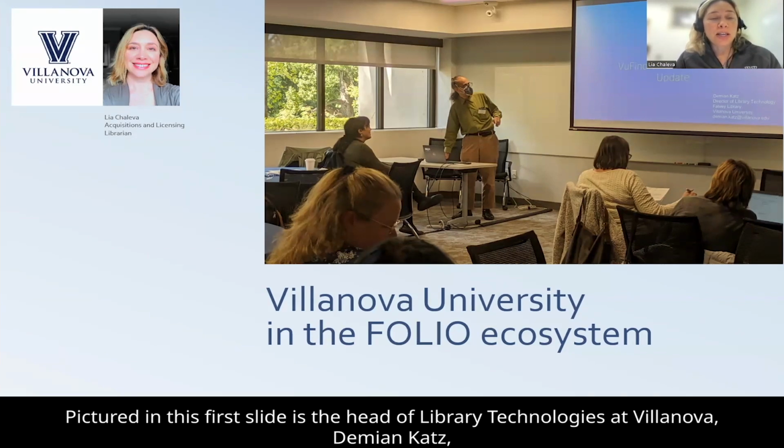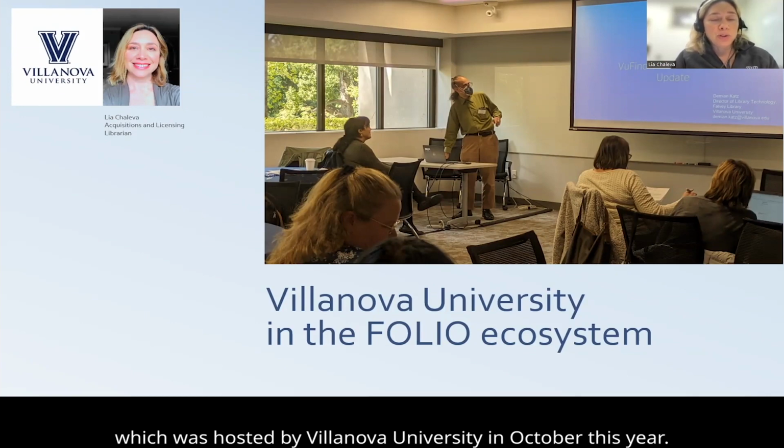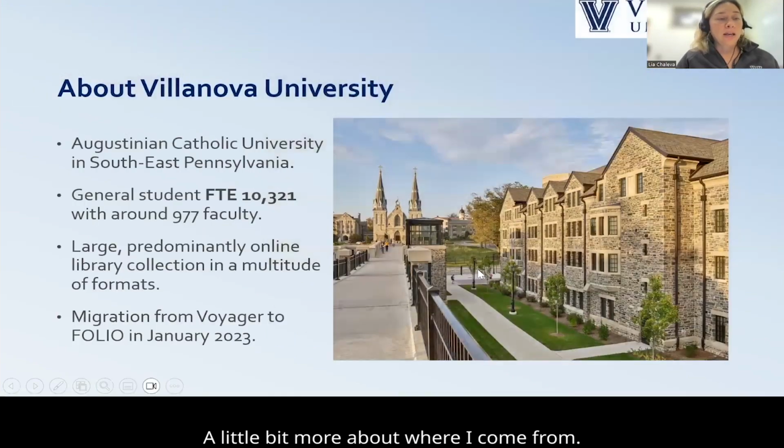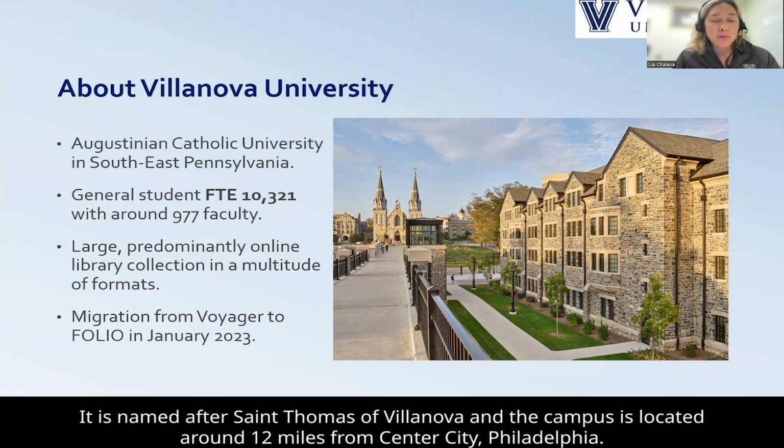Pictured in this first slide is the head of library technology at Villanova, Damian Katz, presenting at the second Folio Mid-Atlantic User Group meeting, which was hosted by Villanova University in October this year. A little bit more about where I come from. Villanova University is a medium-sized institution and was founded by Augustinians back in 1842. It is named after St. Thomas of Villanova, and the campus is located around 12 miles from Center City, Philadelphia.